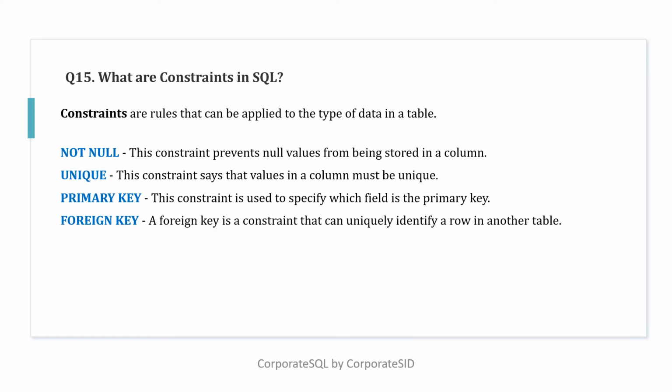What are constraints in SQL? Constraints are rules that can be applied to the type of data in a table. For example, not null. This constraint prevents null values from being stored in a column. Unique ensures the values in a column are unique. Primary key specifies which field is the primary key in the table. Foreign key uniquely identifies a row in another table.